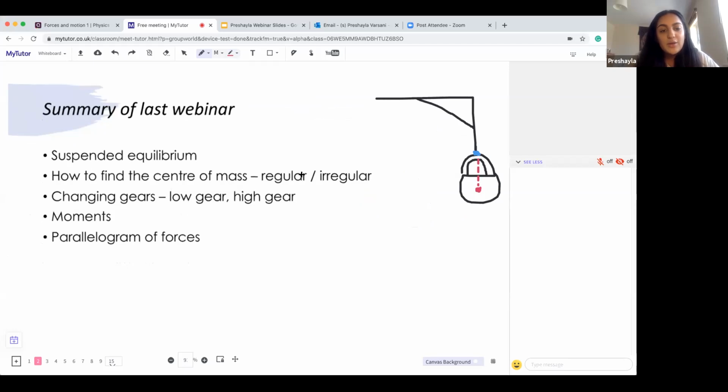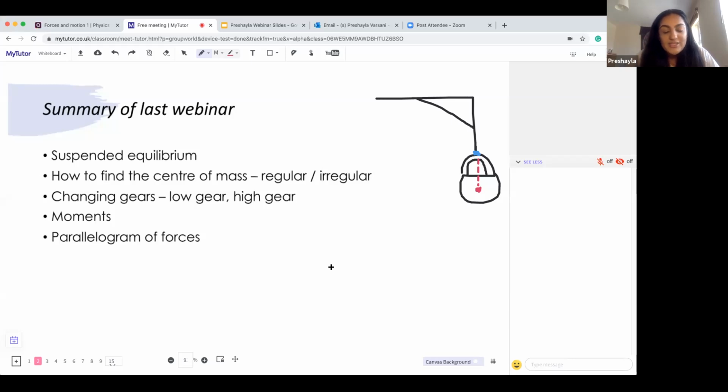Then we went on to talk a little bit more about the center of mass and how to find it. So we looked at regular shapes and irregular shapes. Regular shapes are your standard circle shape, square shape, triangle shape. As we know, in real day-to-day life, there are hardly any objects which have a perfect circular, rectangular, triangular shape. And so to find the center of mass of an irregular shape, we looked at a special method.